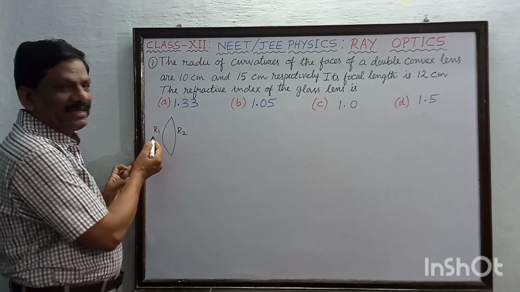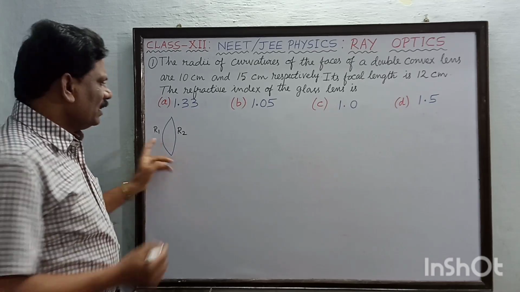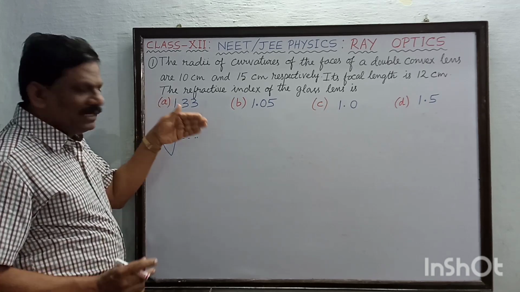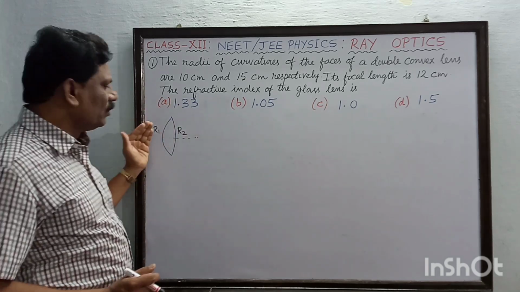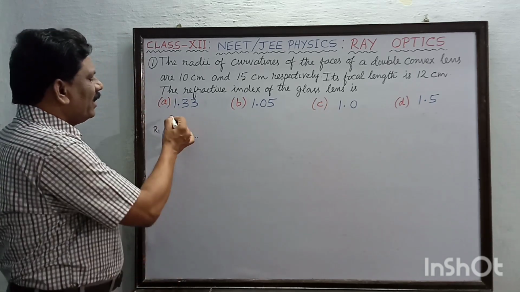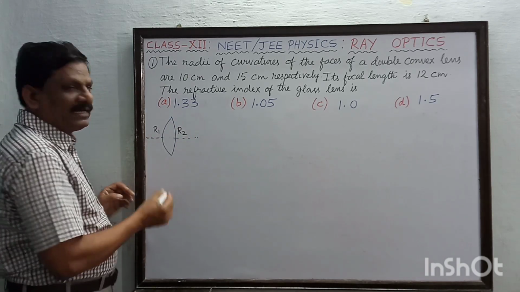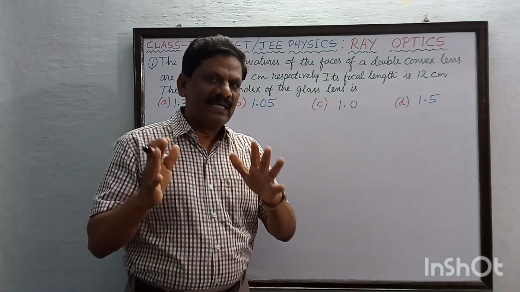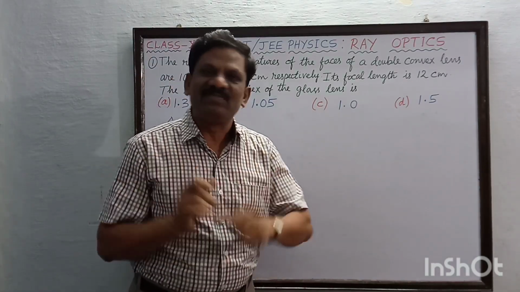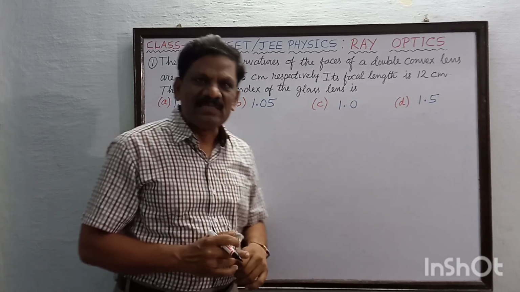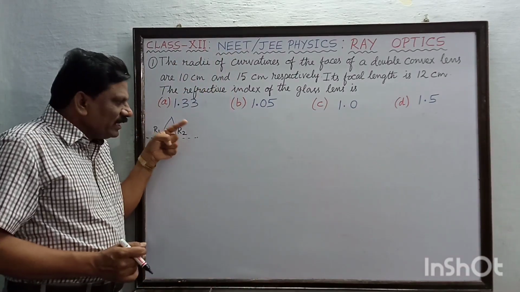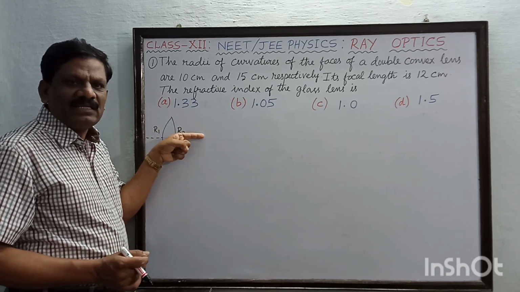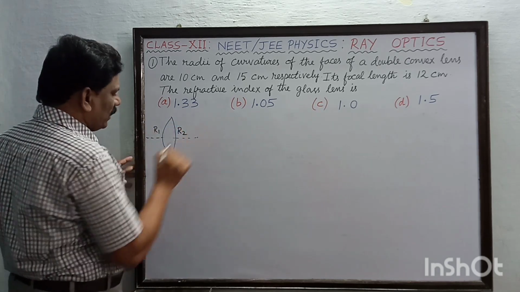The left side has a radius of curvature R1, and R1 is measured along the direction of light. So R1 is positive, and R2 is measured in a direction opposite to the direction of light. Therefore, R2 is negative. Are you all understanding this? First of all, why is R1 positive? Because it is measured from left to right along the direction of light. So R1 is positive.